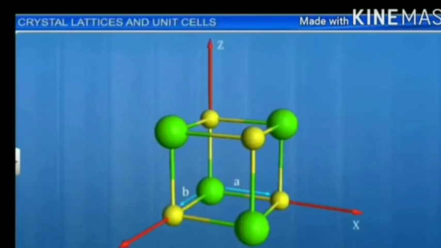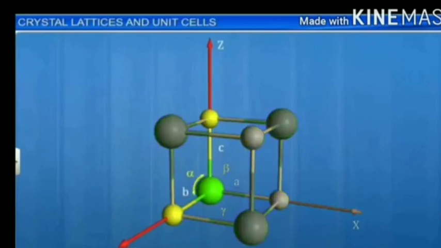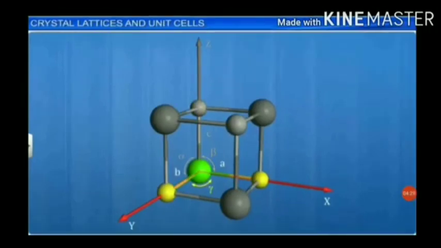A unit cell is characterized by 6 parameters: 3 edges a, b and c, and 3 angles between these edges, alpha, beta and gamma. Alpha is between the edges b and c, beta is between the edges c and a, and gamma is between the edges a and b.